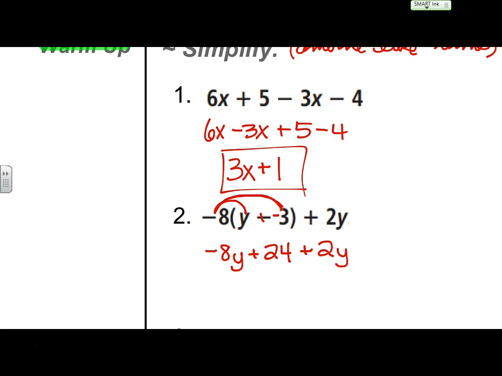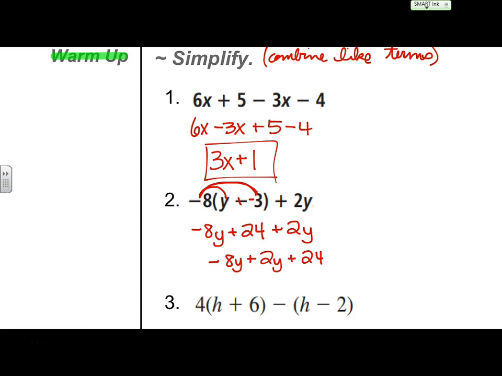Now, if it makes it easier on you, you can rearrange this to put the y's next to each other. But you wouldn't make this a negative because there's no equals. The positive goes with the 2. There's no equals. We're not subtracting anything. We're just combining. There's no equal sign. We're just putting them together.